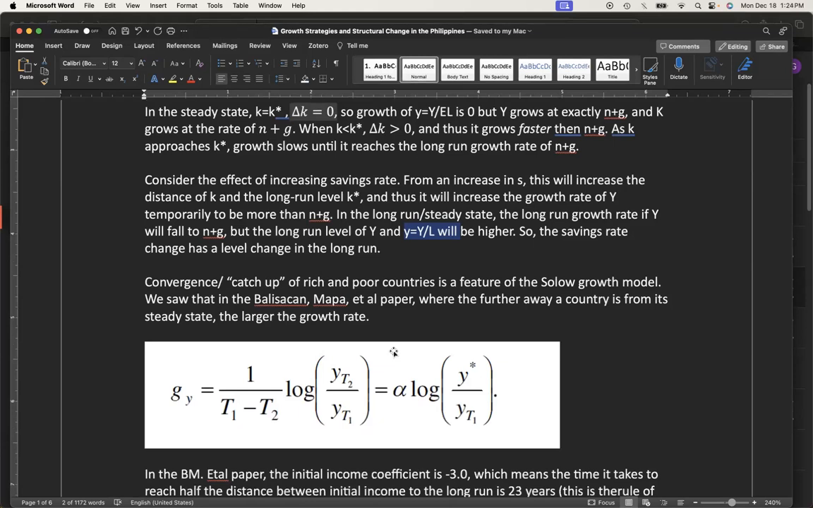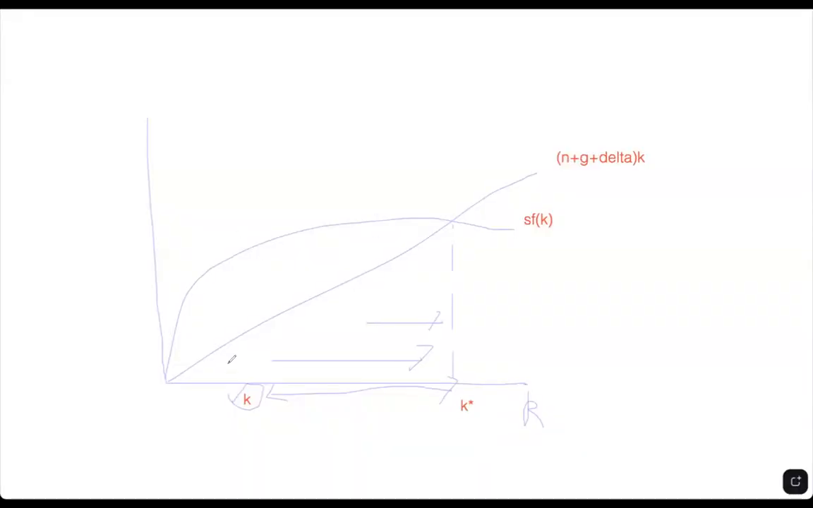Okay, so everything that we've been talking about, the further away from K star you are, the faster you grow. This implies a convergence of rich and poor countries. If I can just go back here to the whiteboard that we've been using, this convergence, this gap between this and this, really comes from the fact that MPK is diminishing, that there are diminishing marginal returns to capital.